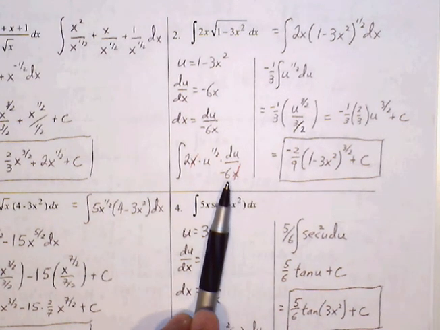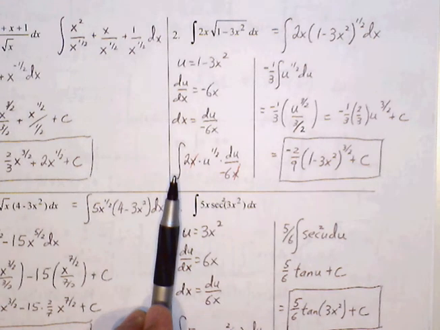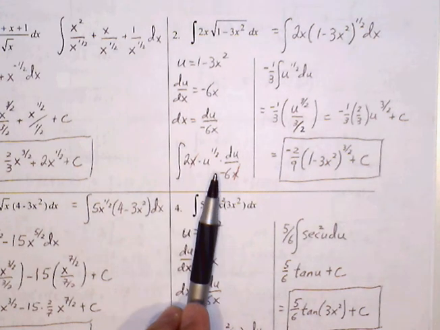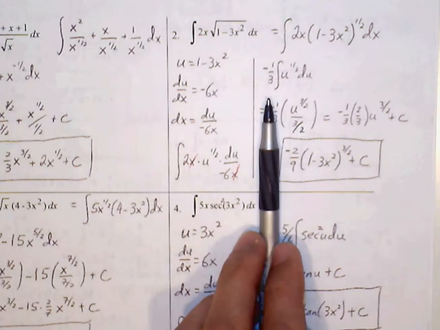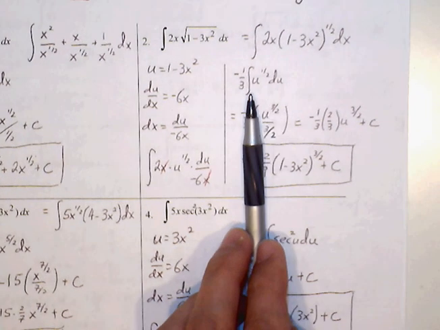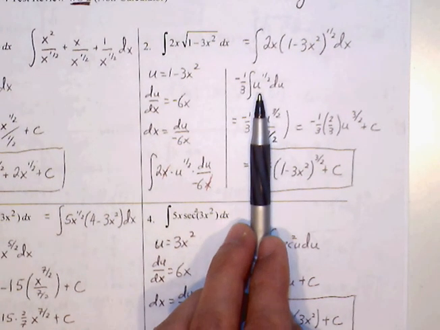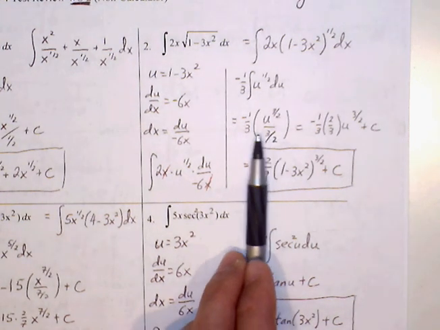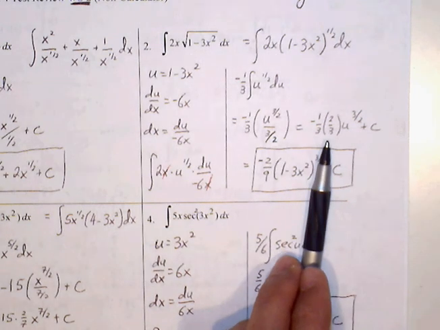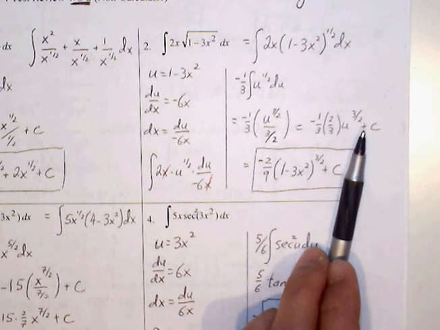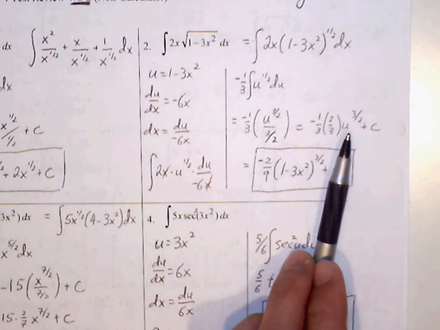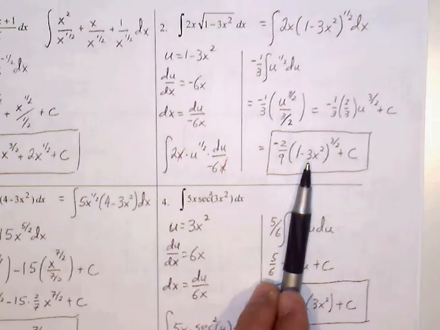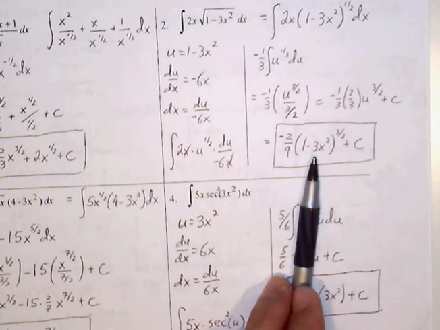Okay. This negative 6, we want to pull in front as a coefficient. So negative 1/6 times 2. So the negative 2 over 6 reduces to negative 1/3. So negative 1/3 times the integral of u to the 1/2. So we go through power rule. 1/2 plus 1 is 3/2 divided by 3/2. Flip the reciprocal. So negative 1/3 times 2/3 becomes negative 2/9 u to the 3/2 plus c. But remember, you want to represent your solution in terms of the original variable that you started with. So replace u back in terms of x: negative 2/9 times 1 minus 3x squared to the 3/2, plus c.